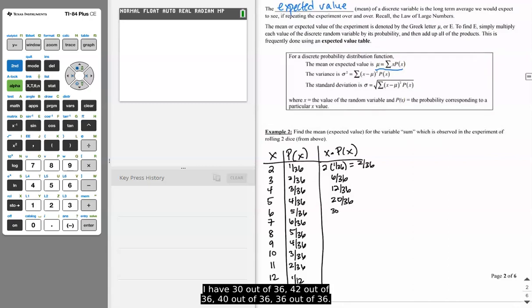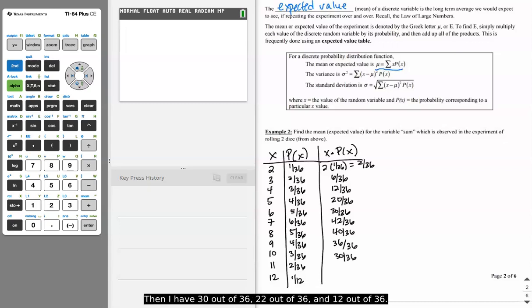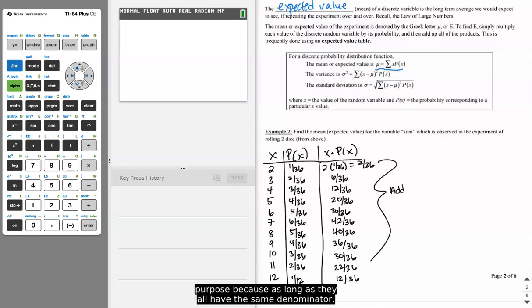So I'd have 30 out of 36, 42 out of 36, 40 out of 36, 36 out of 36. And then I have 30 out of 36, 22 out of 36, and 12 out of 36. Okay, and now what we do is add all of these together. You may have noticed I didn't simplify, and I did this on purpose, because as long as they all have the same denominator, all you need to do is add up the numerators.